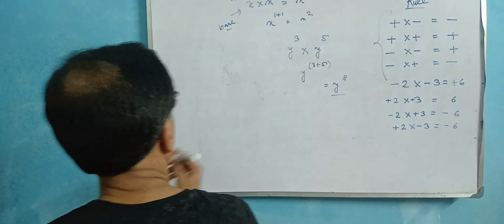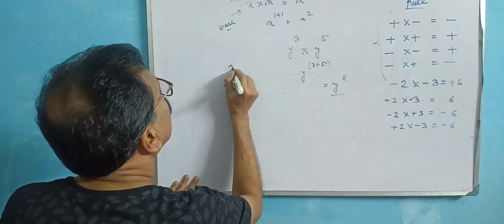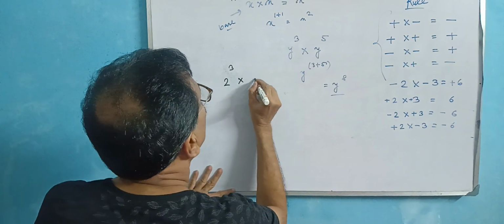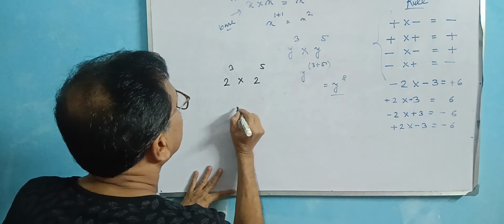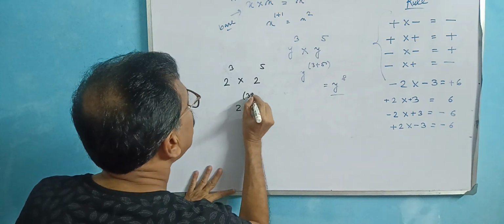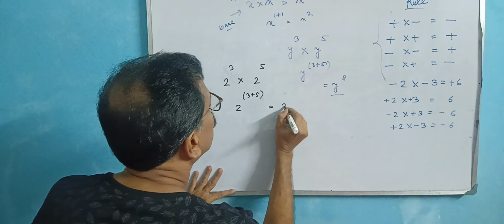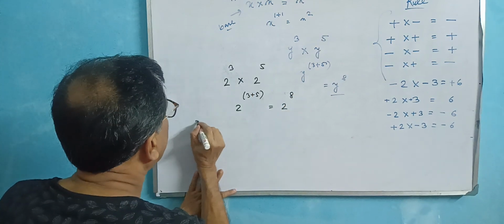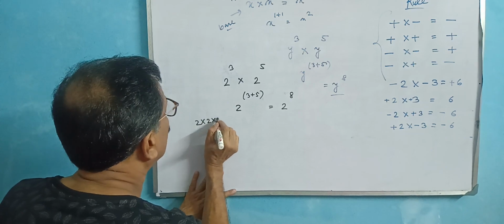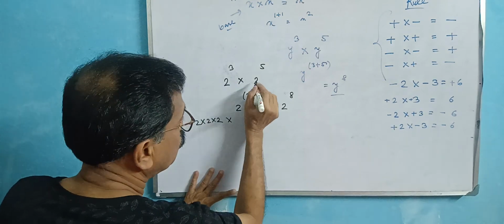Suppose here is 2 to the power 3 into 2 to the power 5. What is this? The bases are the same, so 2 to the power 3 plus 5, this is 2 to the power 8. 2 to the power 3 actually means 2 into 2 into 2, into 2 to the power 5.